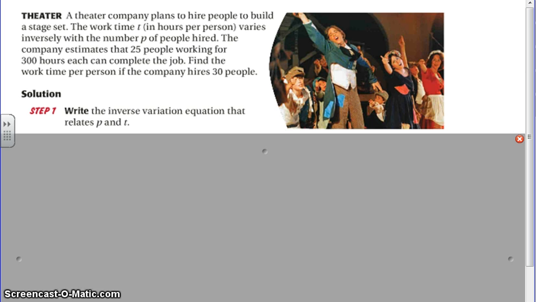The work time, T, varies inversely. So hopefully you catch that. T varies inversely with the number of people hired. So rather than y varying inversely, it's T varying inversely with the people hired. What do they want for people? P? So there you go.